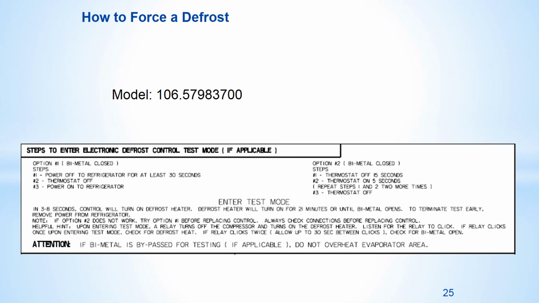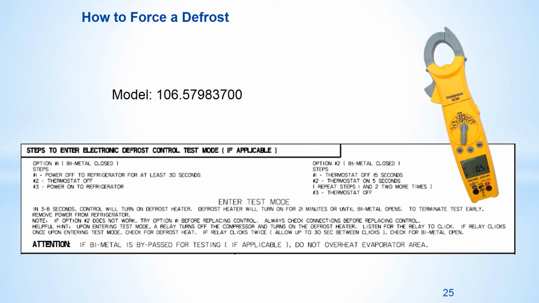Please also note that if the bimetal is open, the ADC will not stay in defrost for very long. In fact, it is beneficial to have your meter probes and amp clamp already in position so that readings can be taken as soon as the defrost cycle is entered. Note that some meters, like the SC56, have a dual display that allows voltage and current measurements at the same time.